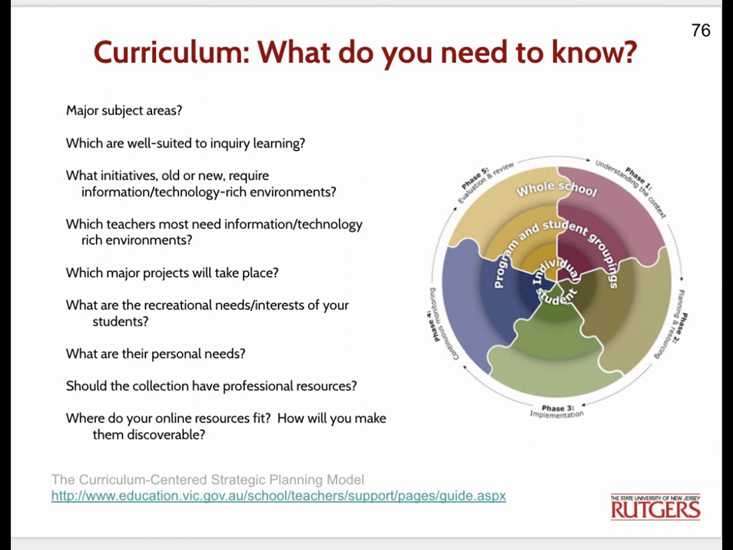What are the recreational needs and interests of your students? What are their personal needs? Should you have professional resources? Many of us had a physical professional collection. And those books for me, their expiration date kind of died pretty quickly, and I developed a digital collection as well as a digital collection of professional journals or made them accessible to the people who needed them on the faculty.